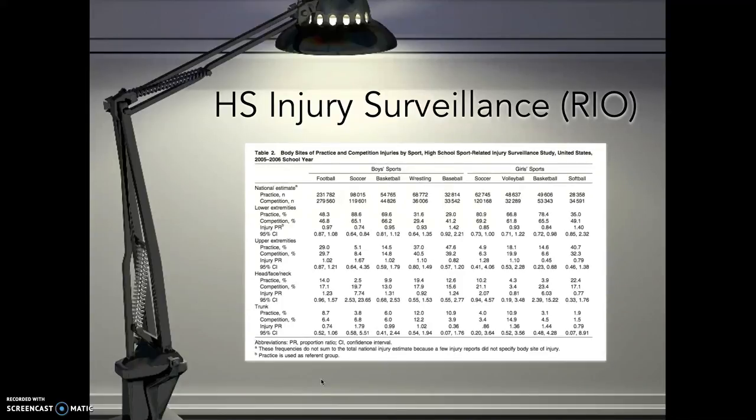This is actually RIO data. This comes from the high school injury surveillance. And again, looking at how to interpret this, first of all, we're looking at body sites of practice and competition injuries by sport. And it's the high school sport-related injury study. So the sports that were looked at, football, soccer, basketball, wrestling, and baseball for the boys. And for the girls, soccer, volleyball, basketball, and softball. Okay. All right.